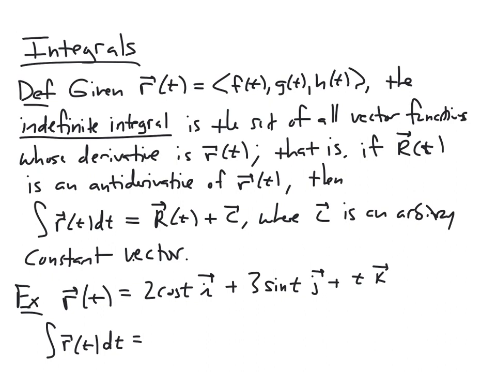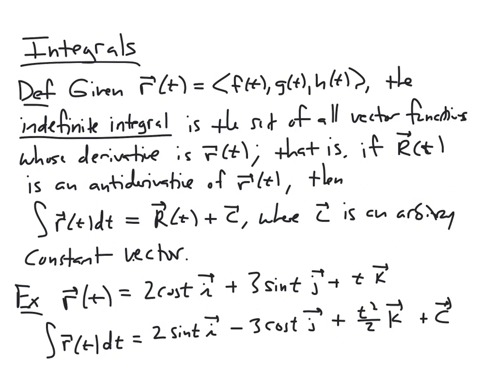So an antiderivative of 2 cosine t is going to be 2 sine of t. An antiderivative of 3 sine t will be negative 3 cosine t. And an antiderivative of t is going to be t squared over 2, or 1/2 t squared. And then we also want to include the plus c at the end, an arbitrary constant vector added on, which would allow for any constant to be added to any of the three component functions.